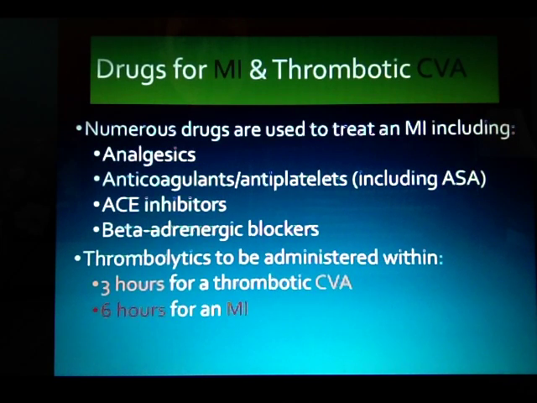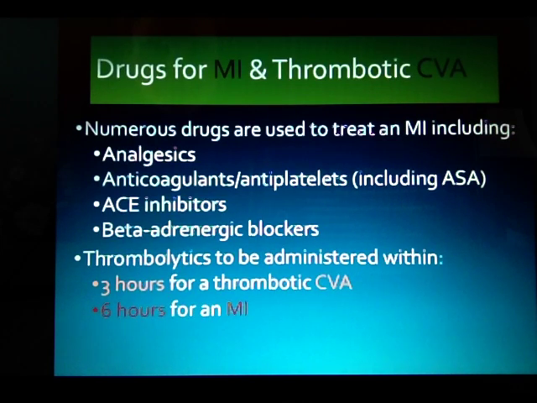Now, when we're talking about MI and thrombotic CVA, so these are medical emergencies. You may not be directly involved with administering these medications during these acute episodes, but you very well might be taking care of clients that received these kind of medications while they were experiencing an MI or stroke. So there are numerous drugs that are used to treat an MI, including analgesics, anticoagulants, antiplatelets, including aspirin, ACE inhibitors, and beta blockers. Thrombolytics, again, those are the big clot busters.